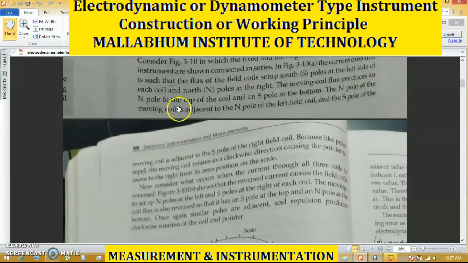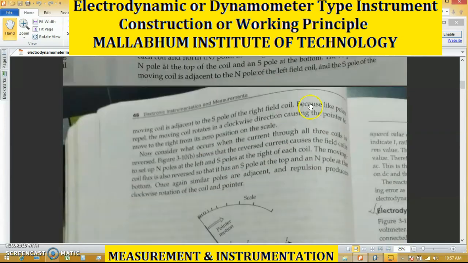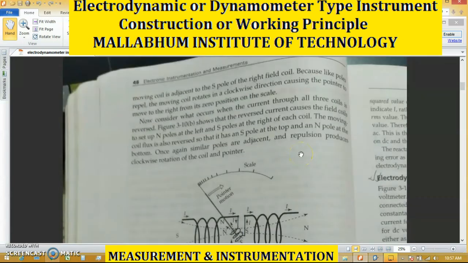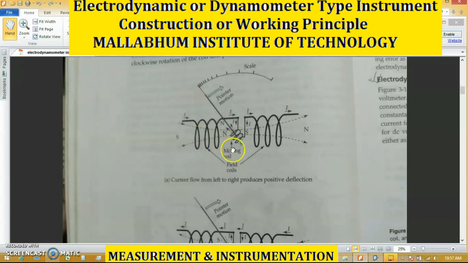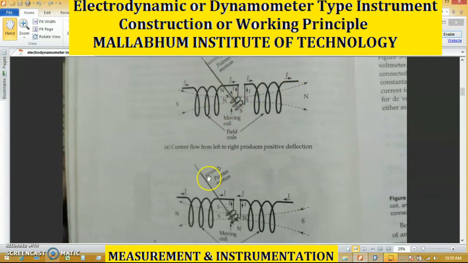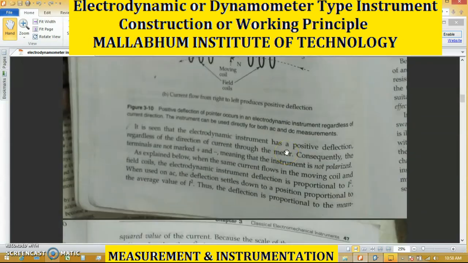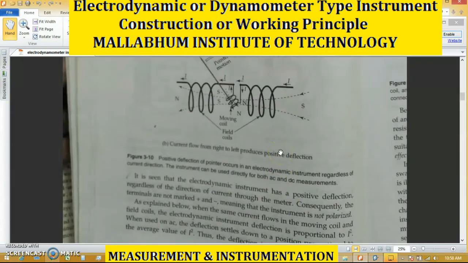The N pole of the moving coil is adjacent to the N pole of the left-hand side coil. That means this coil arrangement is such that it produces the same repelling force, so that whatever the current direction, the pointer will always move in the right direction. And it is not a linear scale.